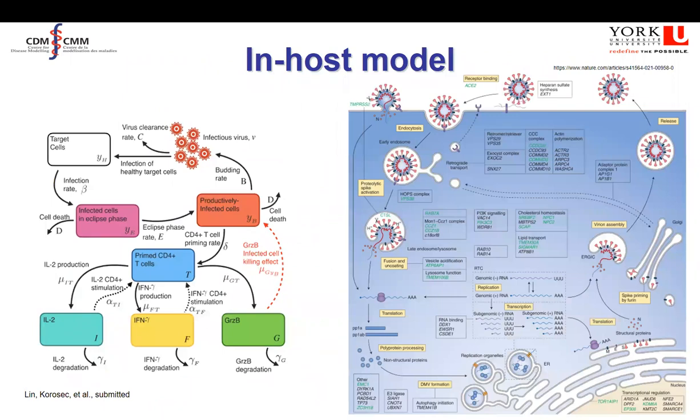We also look at in-host models of infection. So here's a mathematical model that we use to fit to infection data from a collaborator here at the University of Toronto. What they do is they measure interleukin-2, interferon gamma, and granzyme B in patients that have mild, moderate, and severe infection. We fit the same mathematical model to each patient, and we try to see what the differences are in the parameter values for these different types of infections.